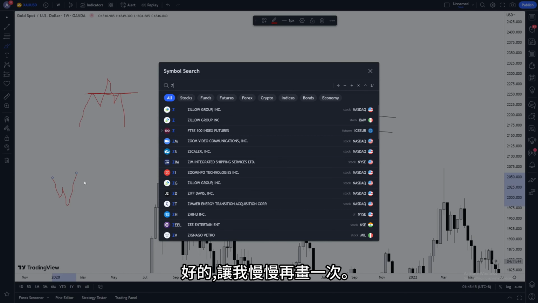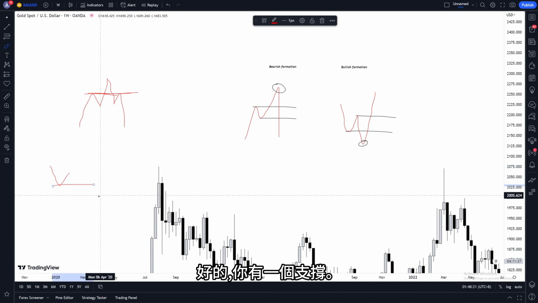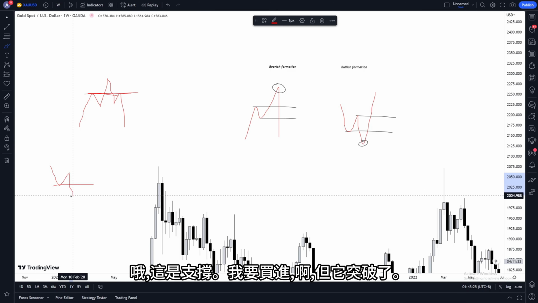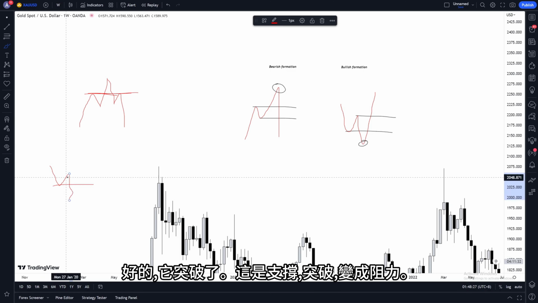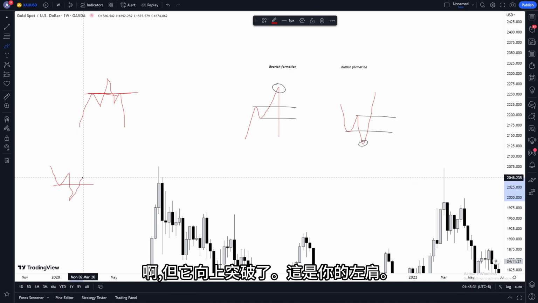Okay, so let me draw that again slowly. All right, you have yourself a support. Sell, buy candle. Oh, this is support. I'm going to buy, but it breaks. Okay, it breaks. This is support, break, become resistance. SBR. When it comes back, I'm going to sell. But it breaks up. This is your left shoulder.